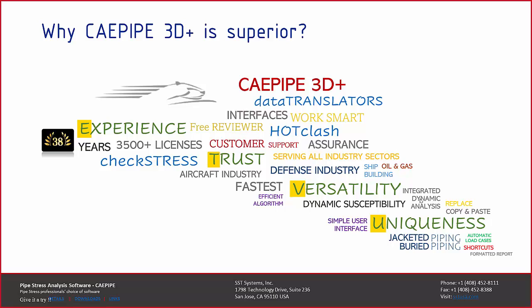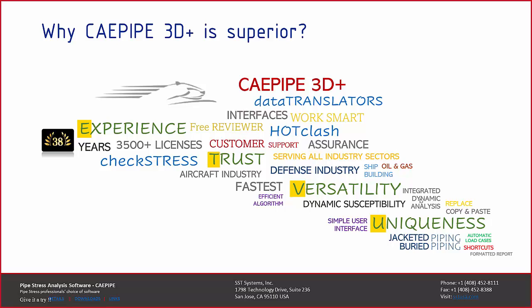And we also have a free reviewer we call CAEPIPE Reviewer, where let's say the stress engineer does the stress model. He can give the stress model to the manager. The manager can download the reviewer free of charge. The manager can review the model, can plot the model, can print the model. All of that they can do, but they cannot modify the model. So they cannot perform analysis and modify the model. They can review all the results. They can review the details of the model.